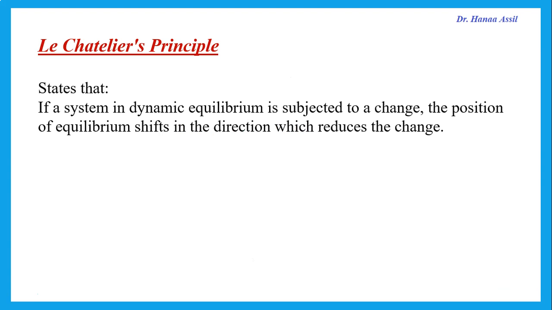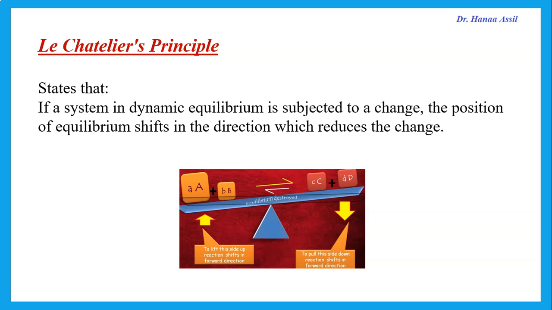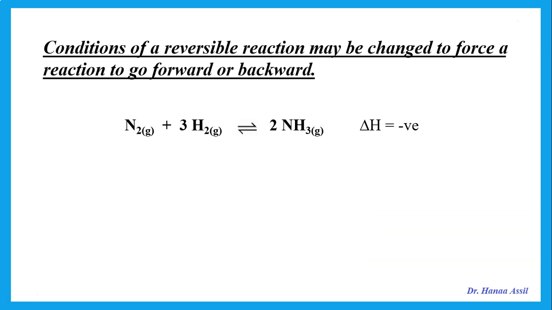Now, according to Le Chatelier's principle, if a system is in dynamic equilibrium and it is subjected to a change, the position of the equilibrium shifts in the direction which reduces the change. So it wants to remain at the state of equilibrium. But if we change anything, if we decrease something, then the reaction will try to increase it back. If we increase something, then the reaction will try to decrease it back to return to the state of equilibrium. What does that mean?